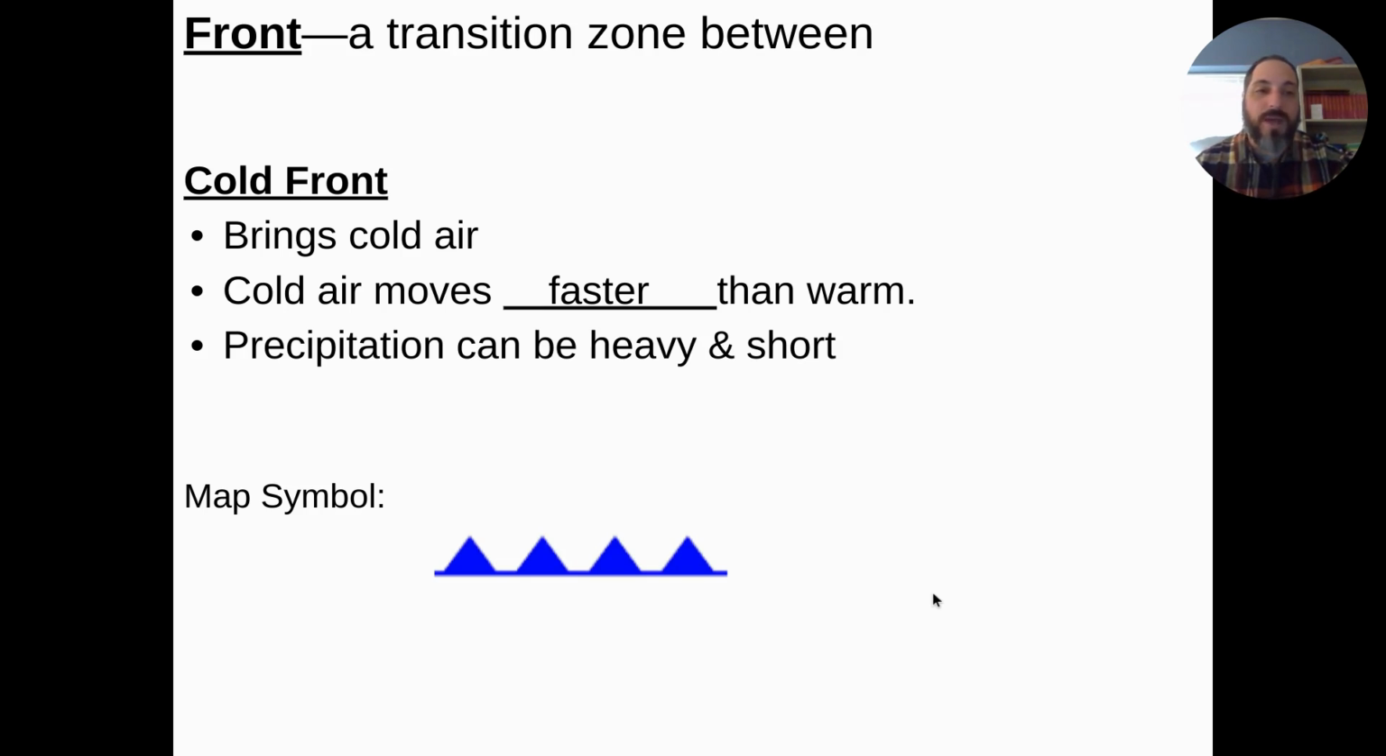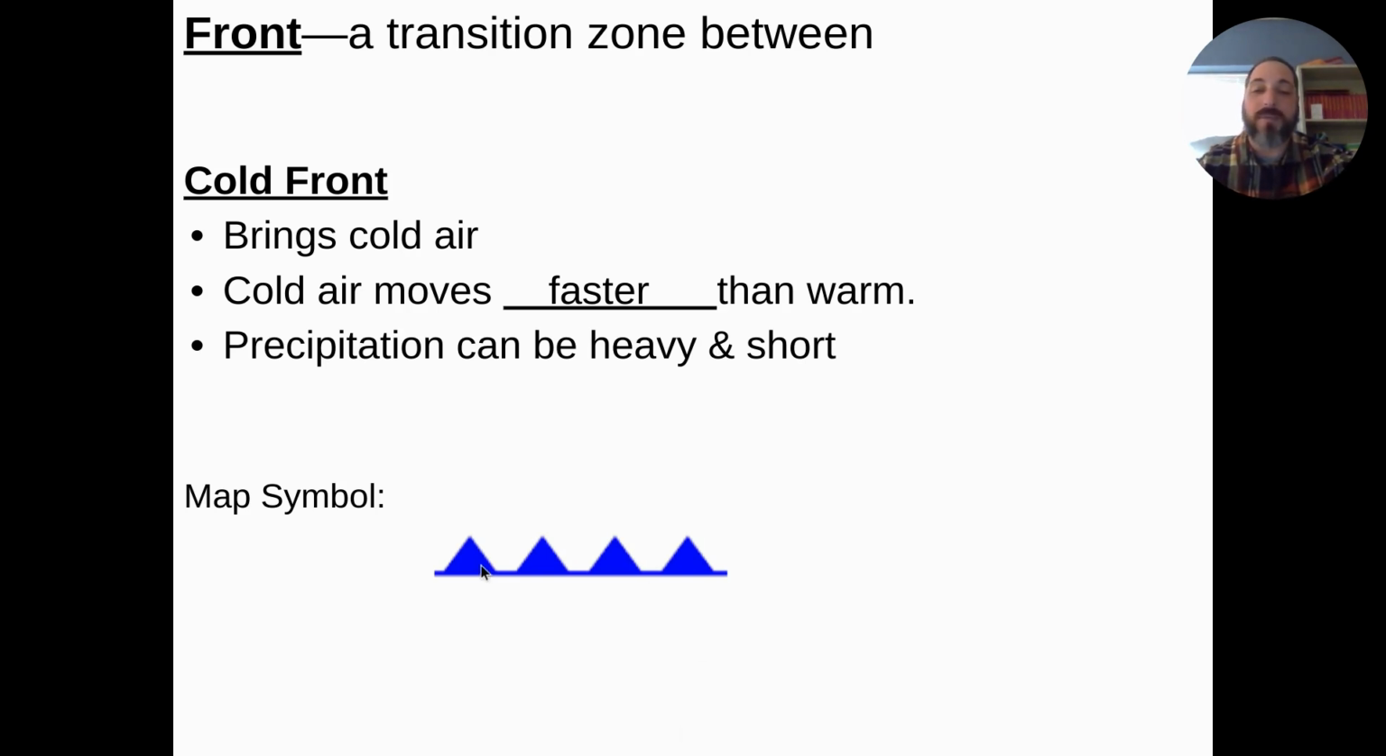In between these air masses, we have these things called fronts. These are transition zones. We have different types of fronts, and the first one I want to talk about is a cold front. A cold front is going to bring cold air into an area. It's usually cold and dry air that moves into an area, and it moves faster than our warm air. Precipitation at the head of these fronts can be heavy and very short.